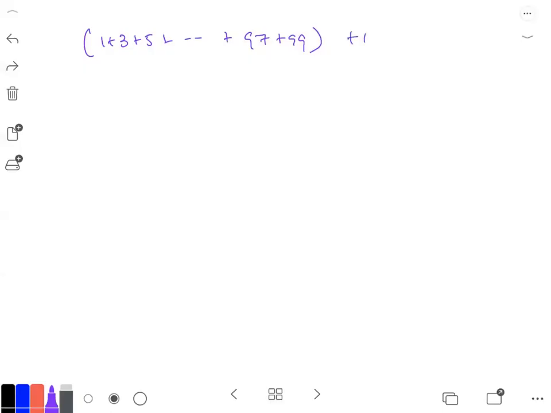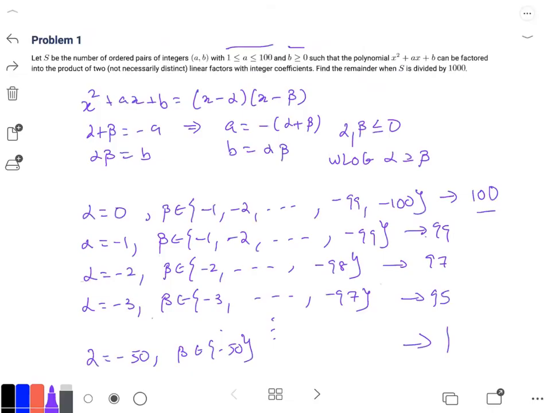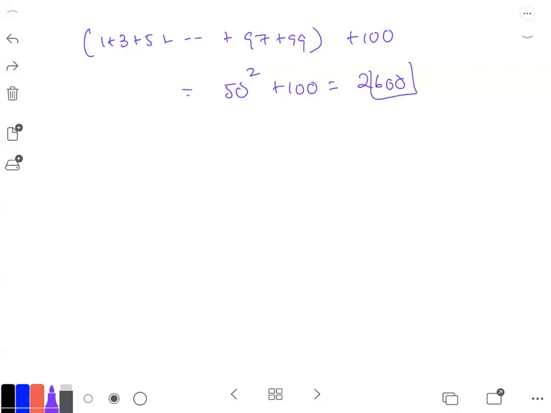So let's just do this. This is a pretty routine calculation. This is just the sum of the odd numbers, which is just the number of terms squared. So that's 50 terms squared plus 100. Doing this gives us 2600. The problem wants us to find the remainder once divided by 1,000. So that would just be 600. Let's move on to the next problem.